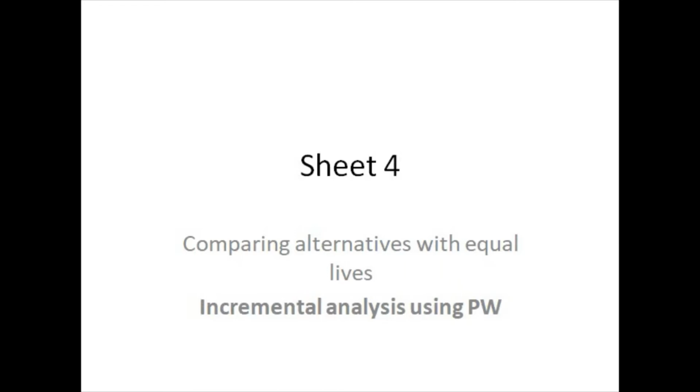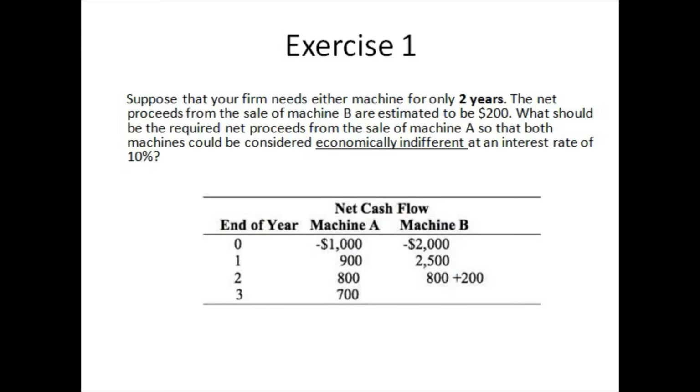Today we want to solve exercises related to comparing alternatives with equal lives, but we're going to use the method of incremental analysis using present worth. Let's begin with the first exercise. Here we have two options, machine A and machine B. You see, now we are not dealing with one project, we are comparing between two alternatives.